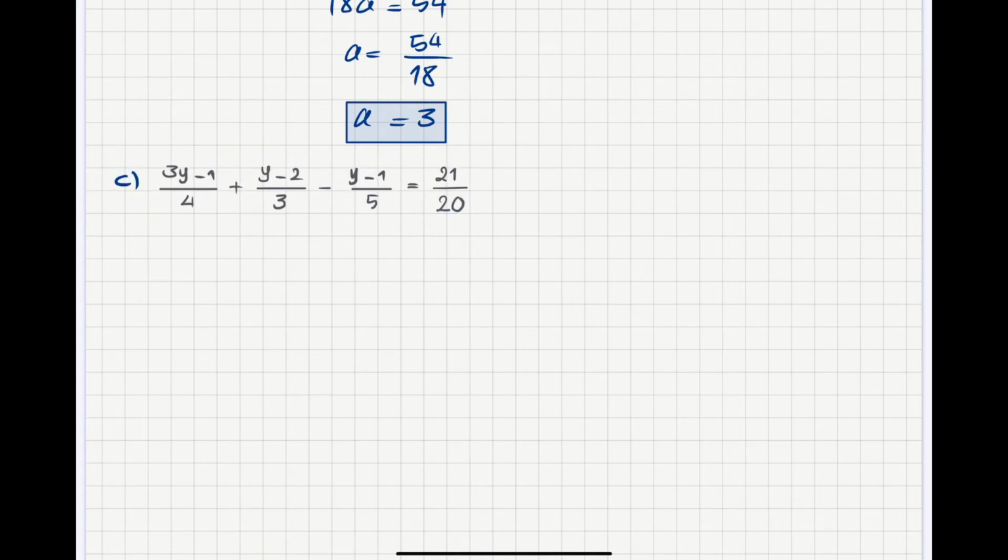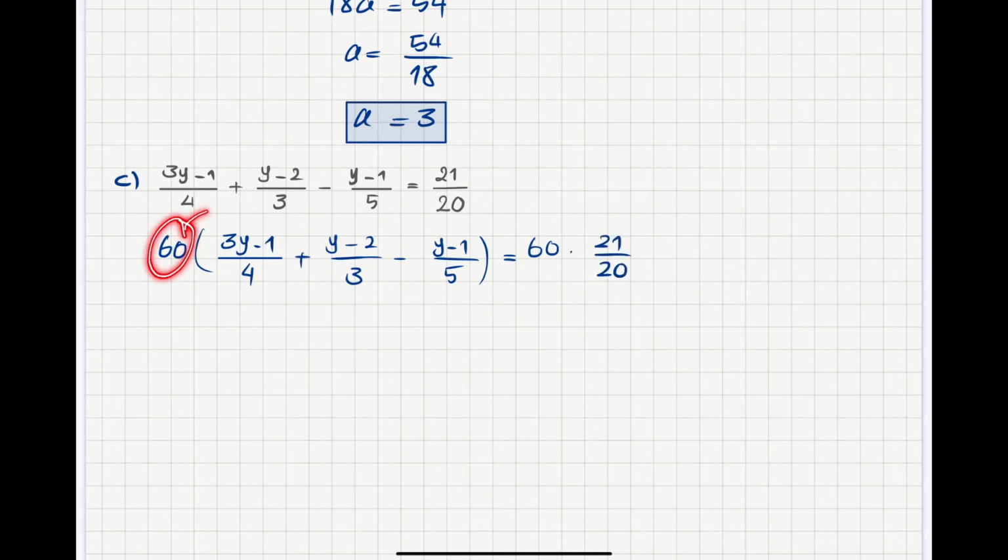Okay, so here I have 4 fractions involved, but what is the good number for multiplying everything by that number? 60 is probably, yes, 60 is the lowest one because we have 4, 3, 5, and 20. The lowest number that I can multiply is 60. So I will multiply everything by 60. So I will write 60 here, and then I have 3y minus 1 divided by 4 plus y minus 2 divided by 3 minus y minus 1 divided by 5. And on the right hand side I have 60 multiplied by 21 over 20.